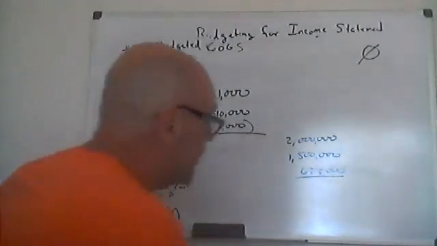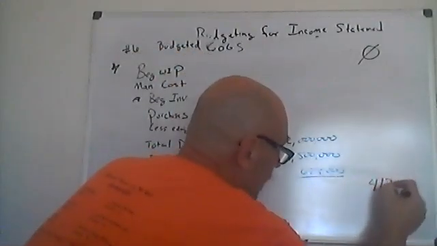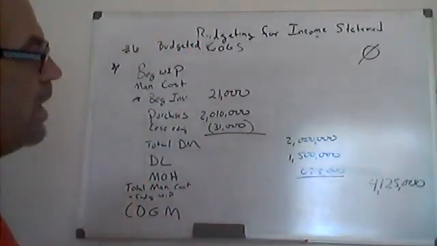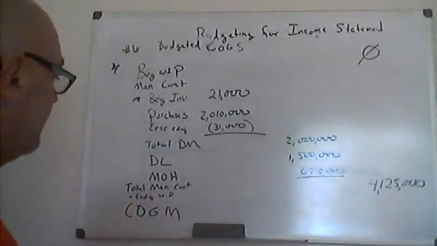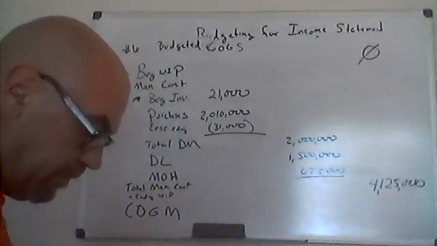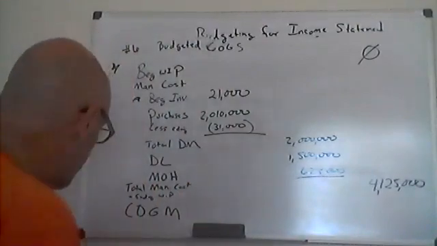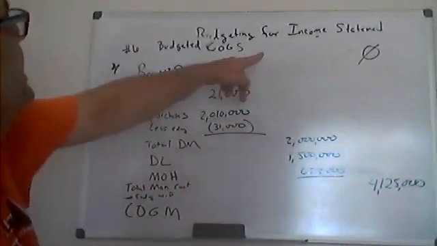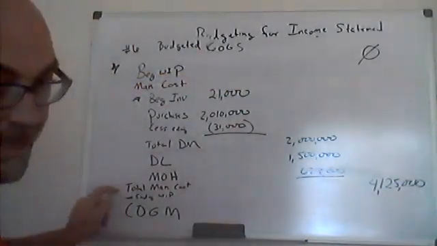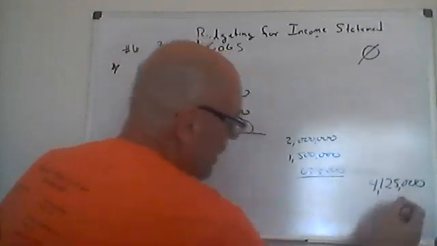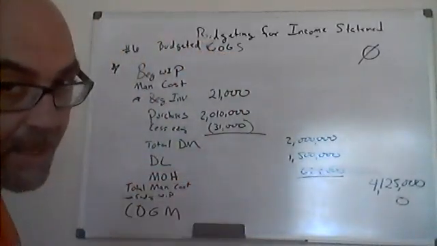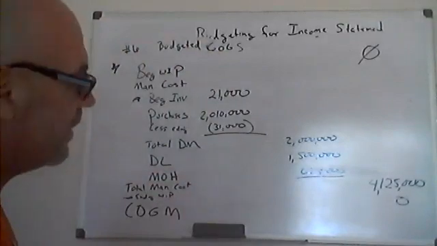We add those together. We get 4,125,000. We had 0 in our beginning working process, and it also tells us we have 0 in our ending working process. Okay, so if we had any ending working process, we would subtract it out right there, but we do not.